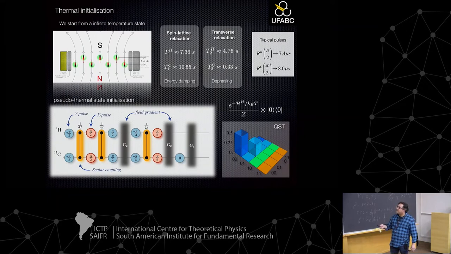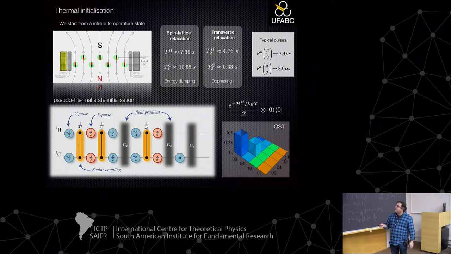So we start from a thermal state. Actually, this is the maximum temperature thermal state for the system. And then, performing a certain evolution, I can prepare a given state. Let us say I can prepare the spin system in the ground state, or I can prepare a thermal state in the hydrogen and a ground state in the carbon, for example.